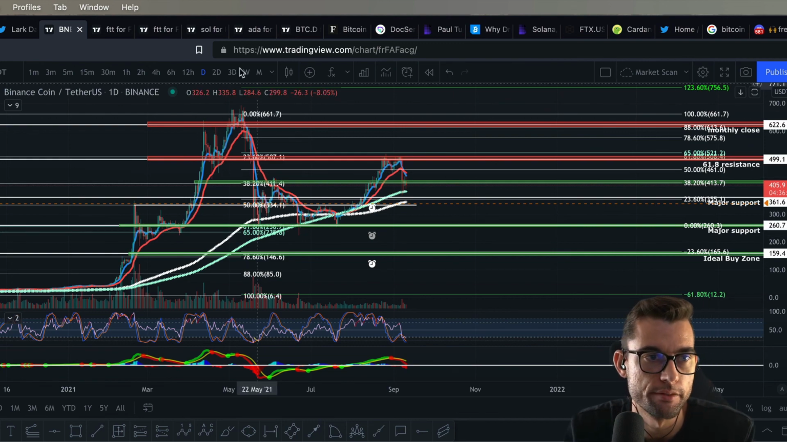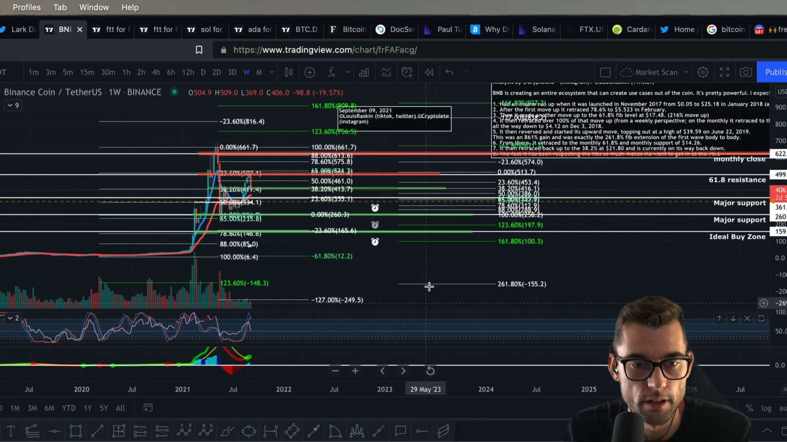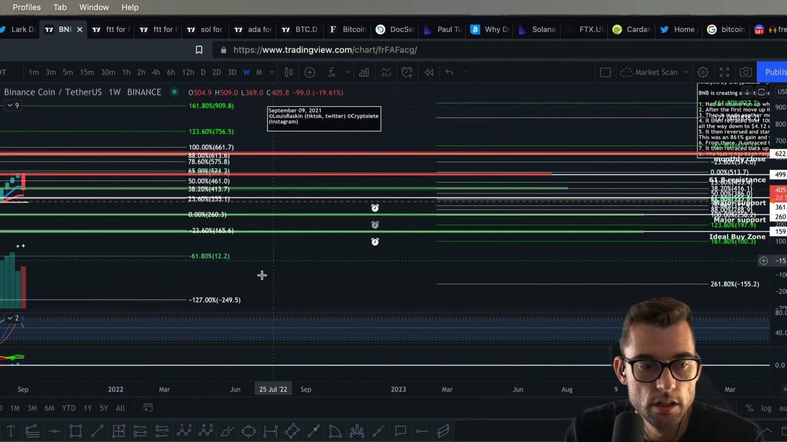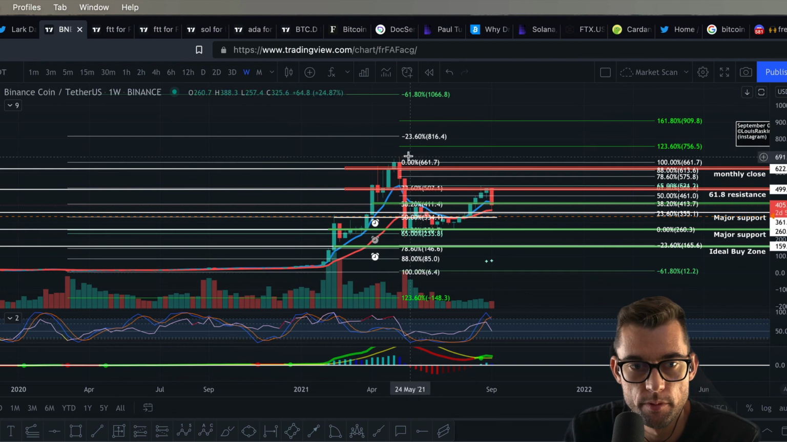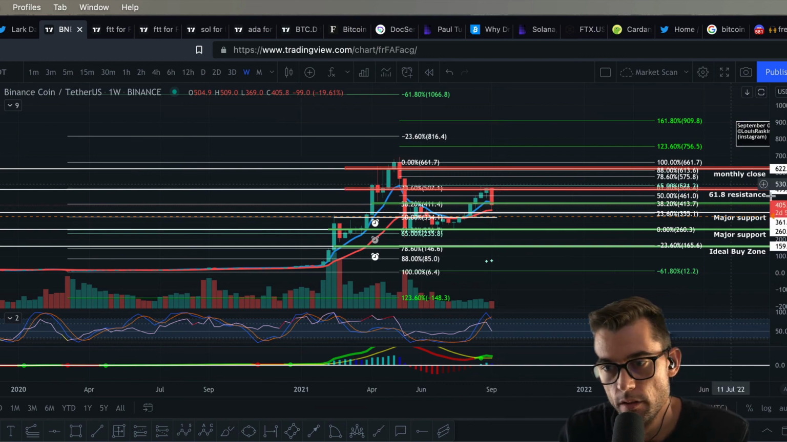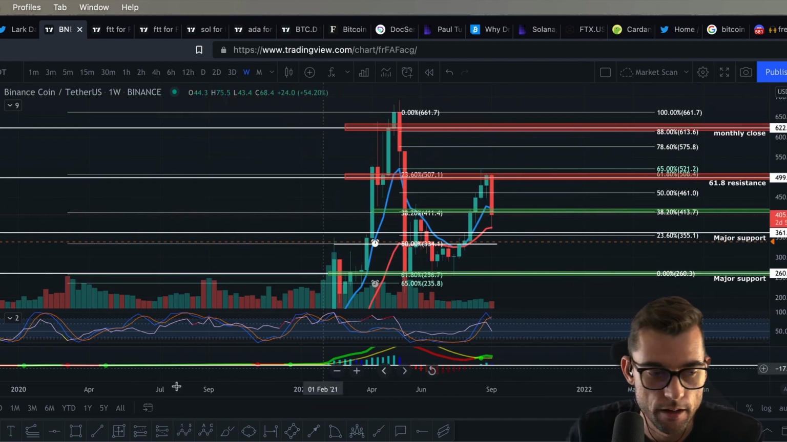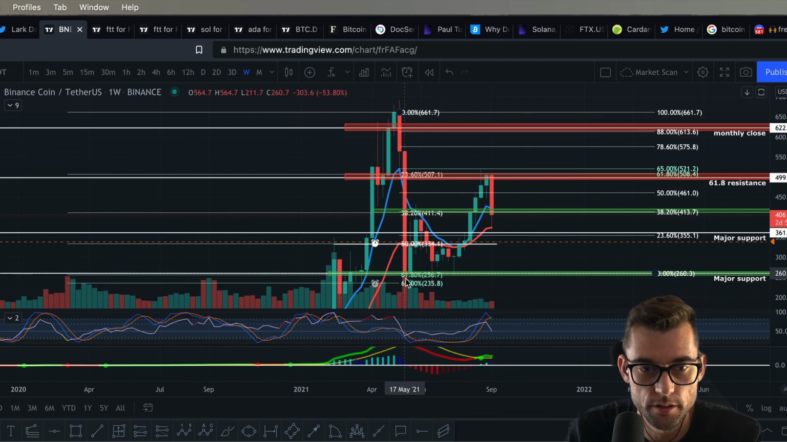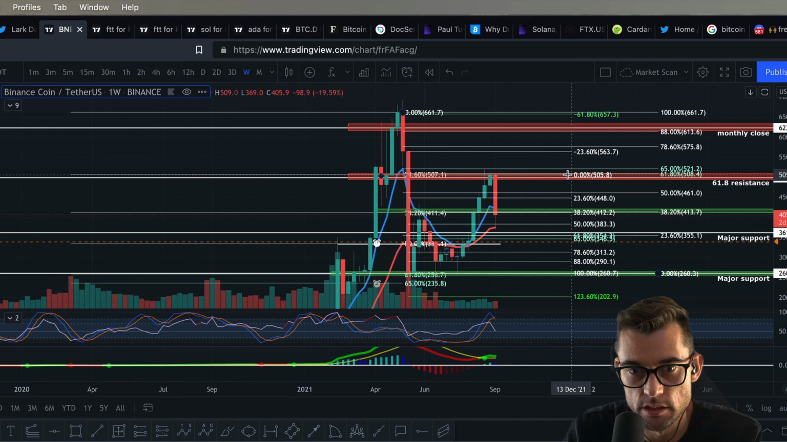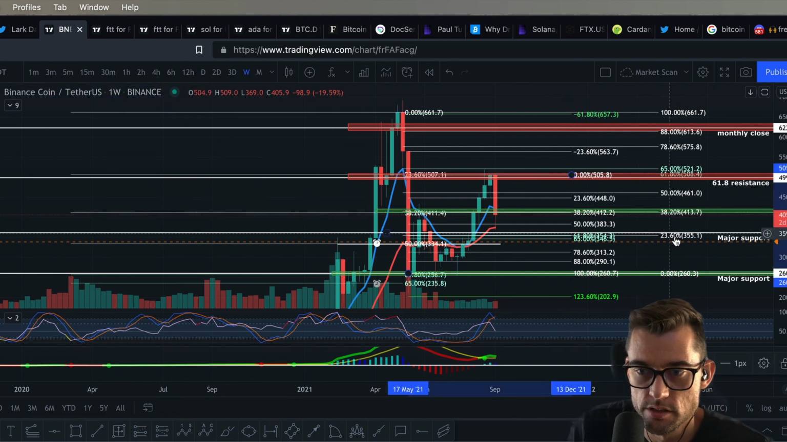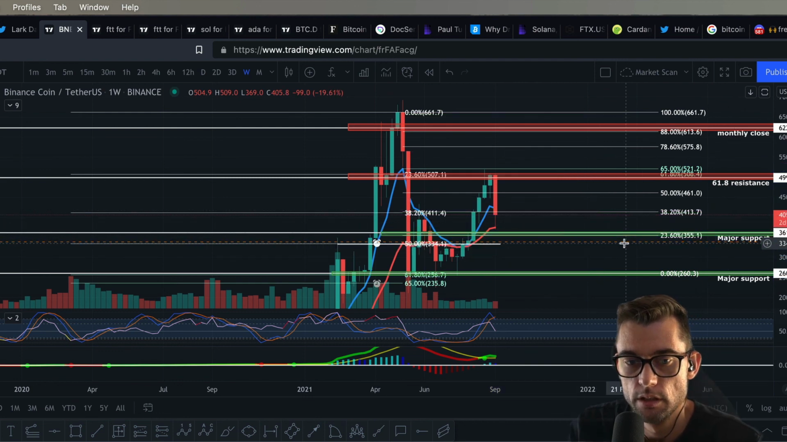But I guess if you're looking at BNB, you could start off on the weekly and just notice what happened. Take the Fibonacci from the bottom to the top, hit the 61.8, and then you take the Fibonacci from the top to the bottom, 61.8, hit there, crash down. So now you take it from the bottom to the top over here. And you can see this is the 38.2. This is the 61.8. So this is the major support right here. This is where I would want to get in. Probably right there at $355.